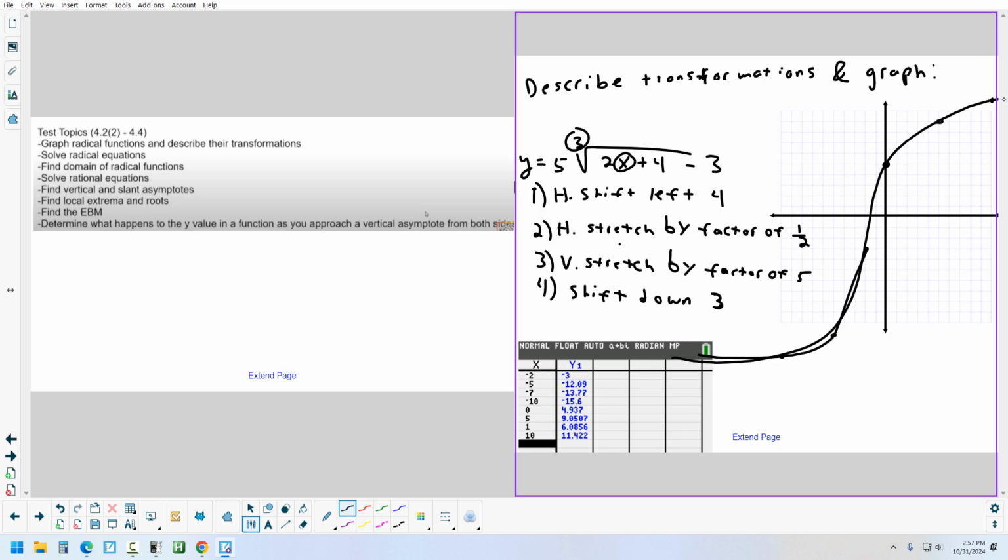All right, so any questions on how we sketched that or described the transformations? Okay.